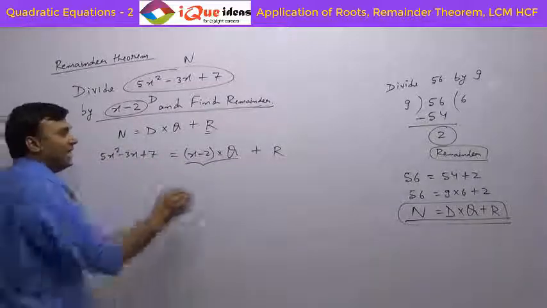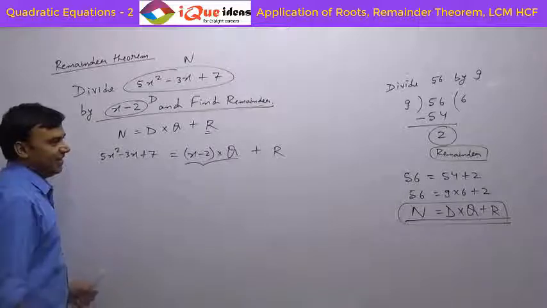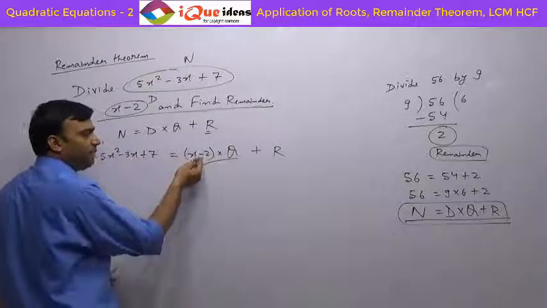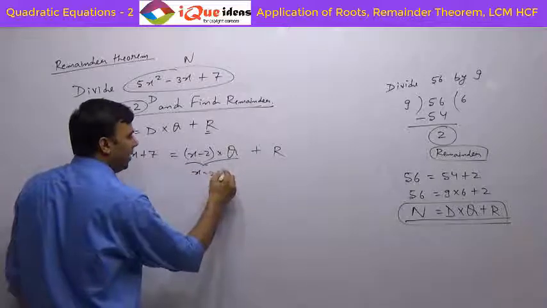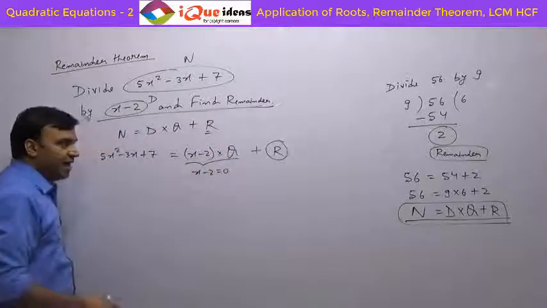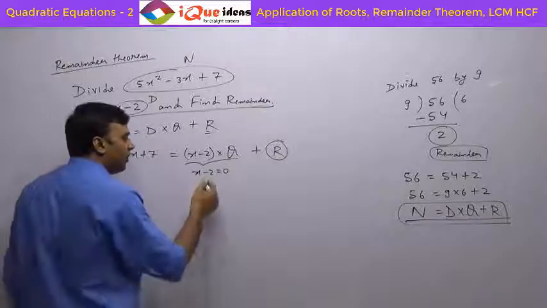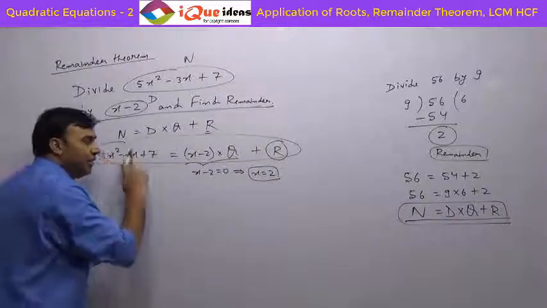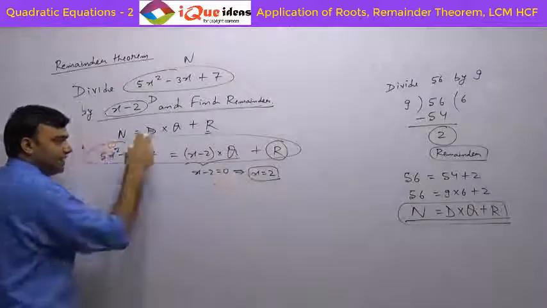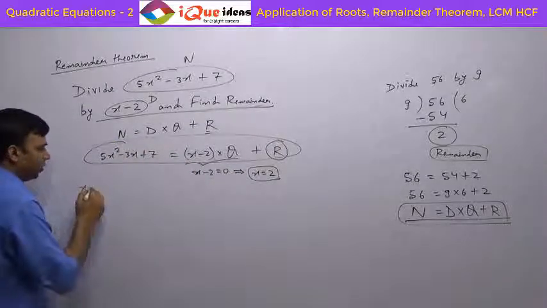Now, mathematically, how do I remove this? Right? It's very simple. We don't know about q, but we know about x minus 2. So if I put x minus 2 equal to 0, I'll get my required remainder. Now to put x minus 2 equal to 0, what do we need to do? We need to put x equal to 2. To find the required remainder, put x equal to 2 in this entire expression. So if I put x equal to 2, what will happen?